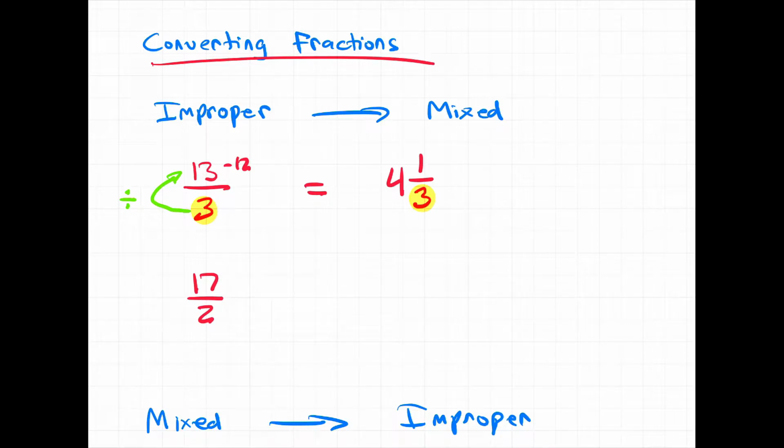Now let's do this again with the second one. We got another improper fraction, 17 over 2. We're going to divide the 2 into the 17. Now we know that 2 can divide into 17 8 times. 8 times 2 is 16, so I'm going to now subtract 16 from the top number. Remember, my fraction part of the mixed number is going to have the same denominator, and 17 minus 16 is 1.